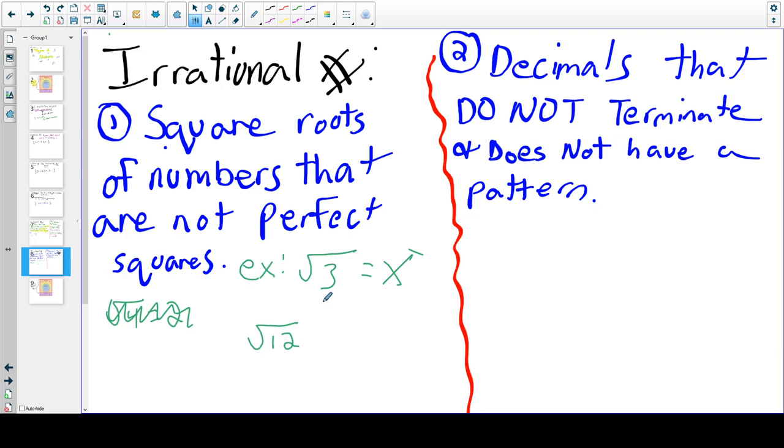2 times 2 is 4. 3 times 3 is 9. 4 times 4 is 16. I already passed 12. So there is not one number that you can multiply by itself to get 12. So this number must be irrational.